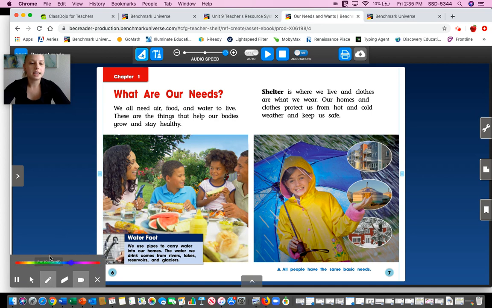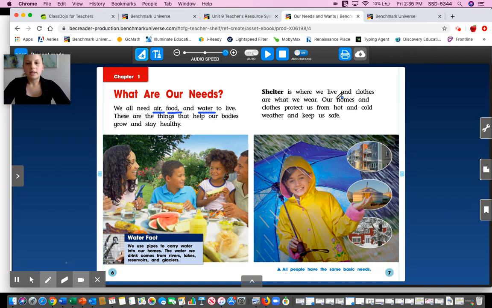I'm going to annotate, so I'm going to take my pen, and I'm actually going to underline important words. It says that we need air. Let's take a deep breath. Ready? Did you know that you're always breathing throughout the day? You're probably not thinking about breathing, but you're always breathing, right? So you need air. You also need food and water to live.